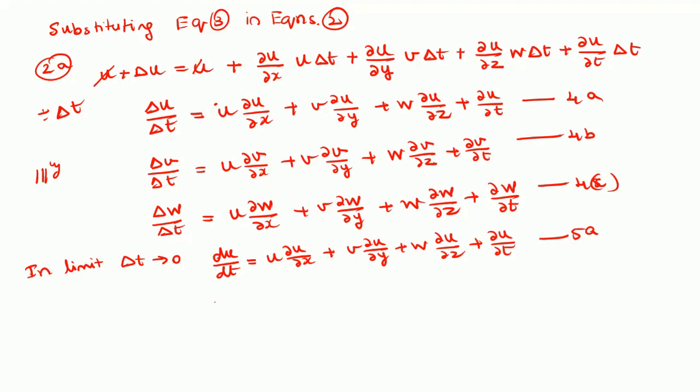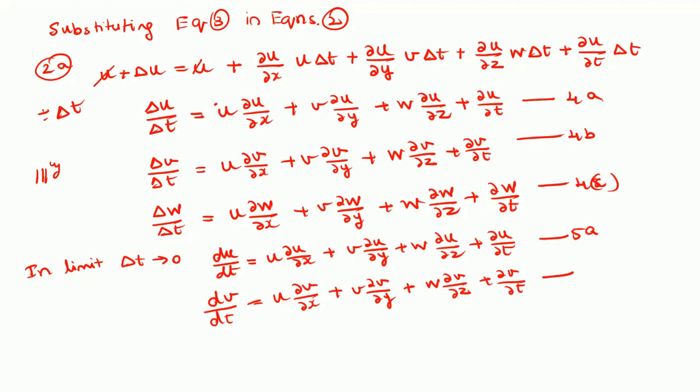Okay, in a similar way I can write dv by dt. It's exact in the sense that it's not a partial one; here everything is partial. So u into dou v by dou x plus v into dou v by dou y plus w into dou v by dou z plus dou v by dou t.